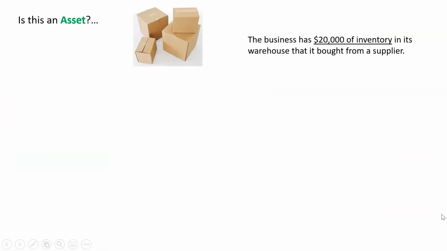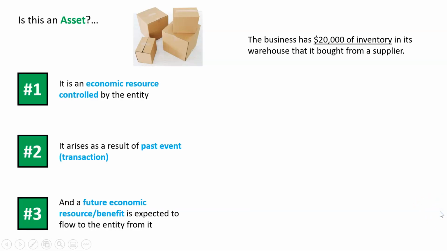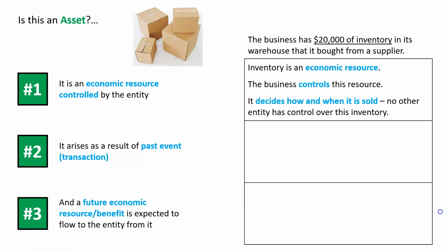Is this an asset? The business has $20,000 of inventory in its warehouse that it bought from a supplier. There's our rules or our test. Let's just take it one at a time. Is there an economic resource controlled? Yep. Inventory is an economic resource. The business controls it. It decides how and when it's sold. No other business can decide how or has control over that inventory.